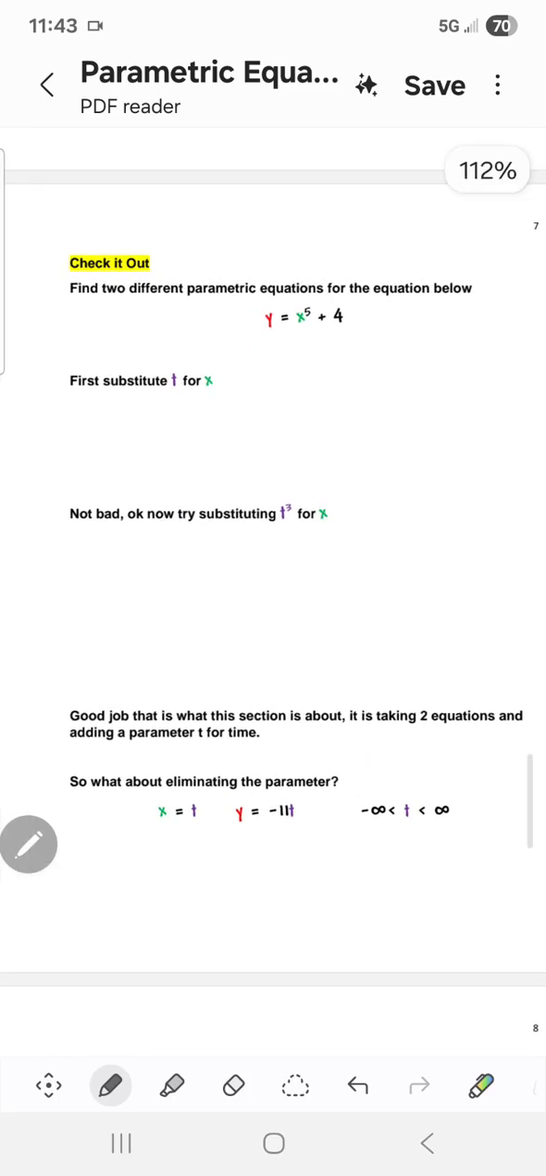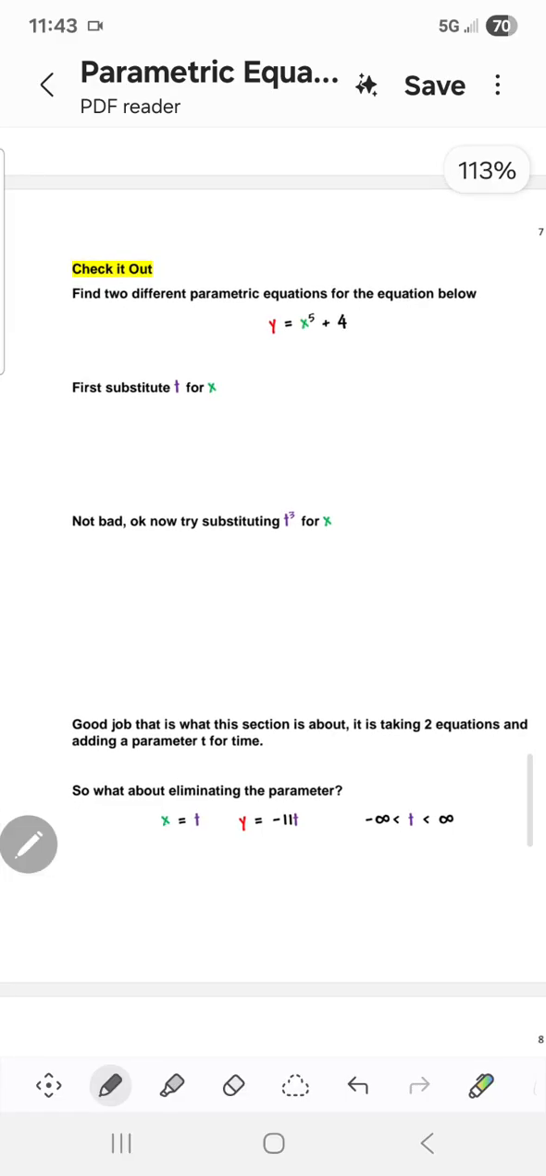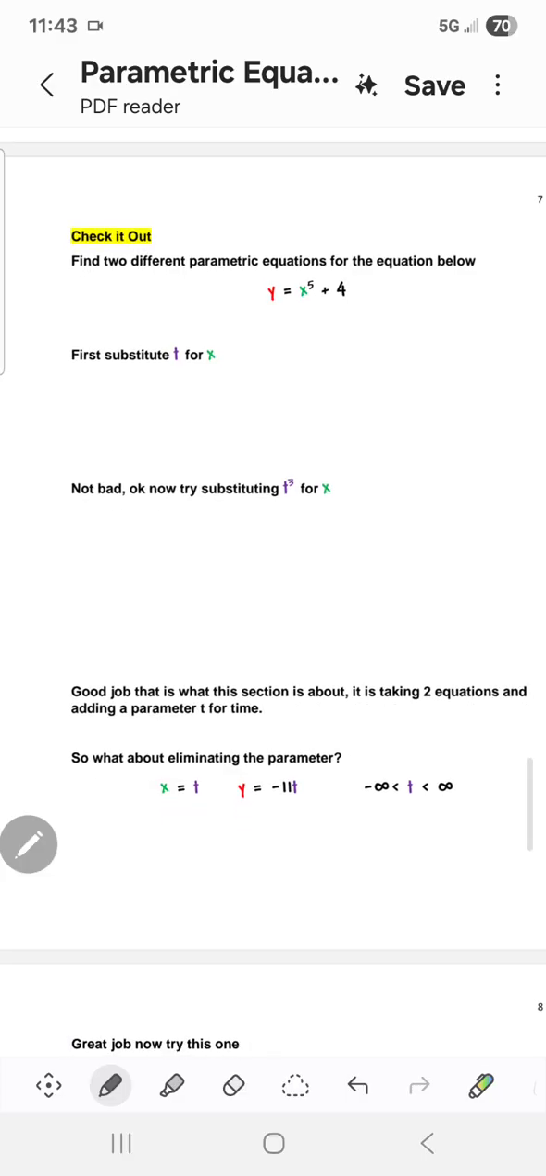Let's try another one. It says find two different parametric equations for this equation. So basically, what are you doing? You're taking an equation that has a y and an x, and you want to come up with two equations that have this so-called lurking variable, this unidentified variable, and we're going to call it t. And then we'll go from there.